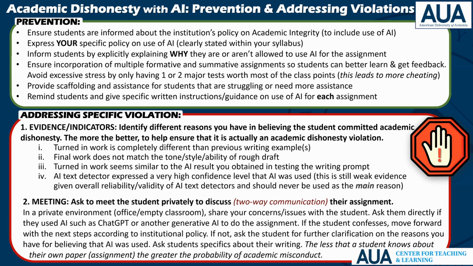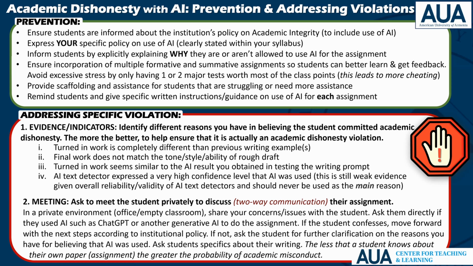If they say yes, they did, if they confess, then you simply follow the policy dealing with cheating and the ramifications that go along with that. If not, ask the student for further clarification on the reasons you have for why you think that they committed academic dishonesty. Additionally, ask the student specifics about their writing. The less that a student knows about their own paper, the assignment itself, then the greater the probability that they actually committed some sort of academic misconduct.